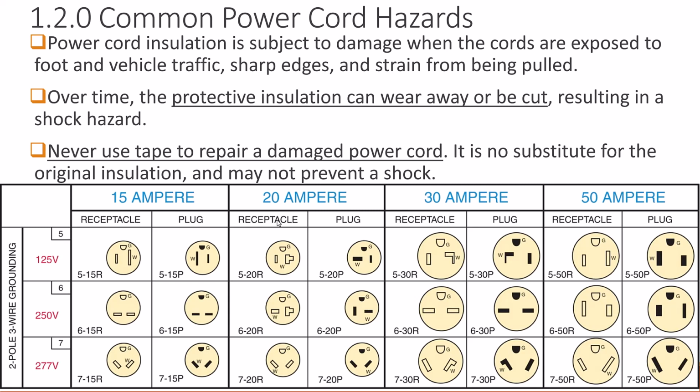Power cord insulation is subject to damage when cords are exposed to foot and vehicle traffic, sharp edges, and strain from being yanked on or pulled. Over time, the protective insulation on that extension cord can wear away or be cut, resulting in a shock hazard. So first of all, you're never supposed to tape up or repair a damaged power cord. You're supposed to replace it.